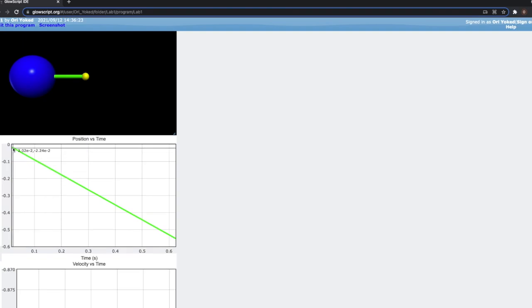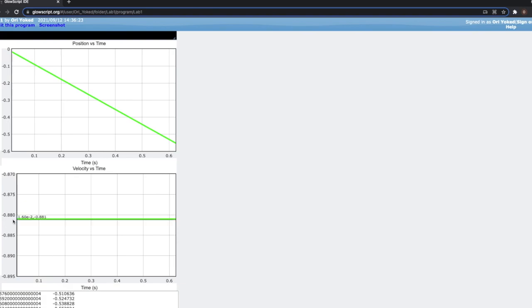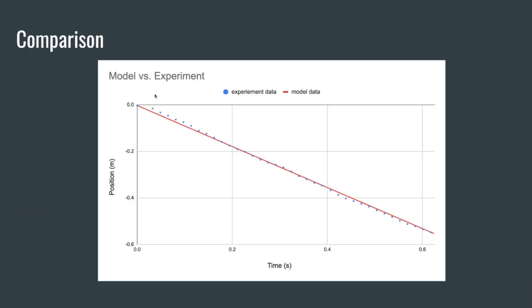So there's the position versus time, which is a negative slope line. And then here is the velocity, which is constant. And when I graphed the model data and experiment data, you can see that the model is a pretty good fit for the experiment data. They're similar, they're pretty close, except for here at the beginning there's some differences and in some other parts, but most of the time they're pretty similar.